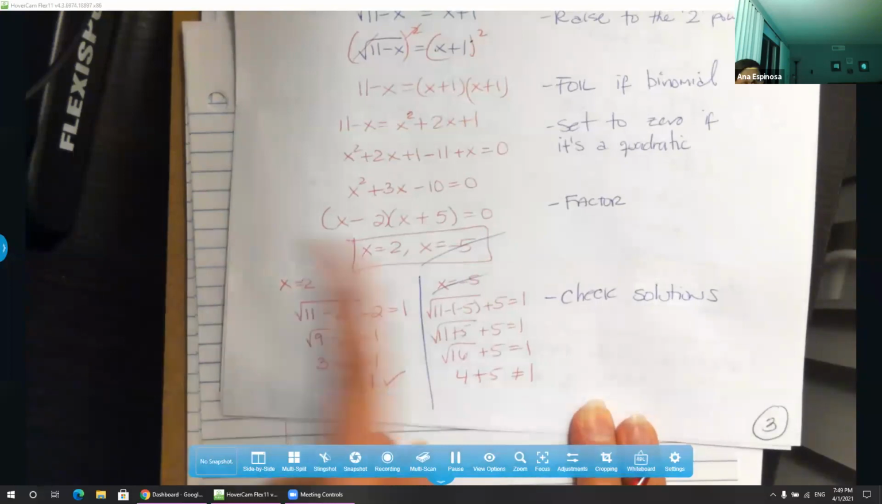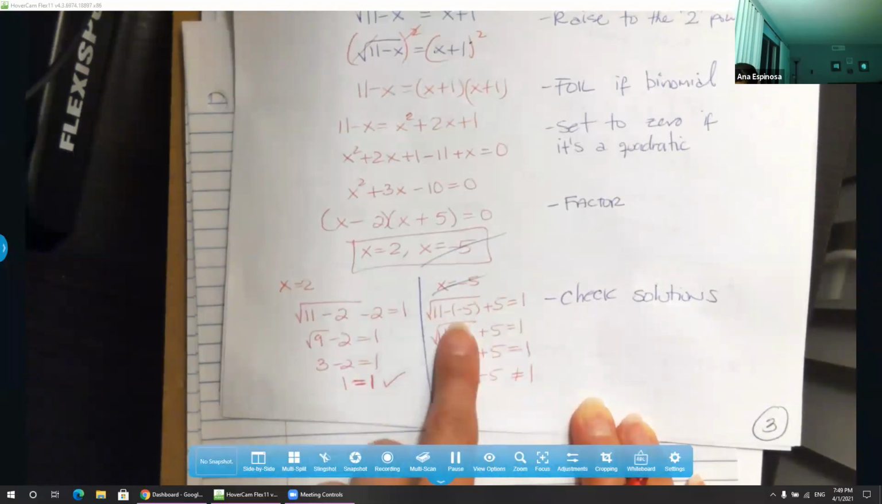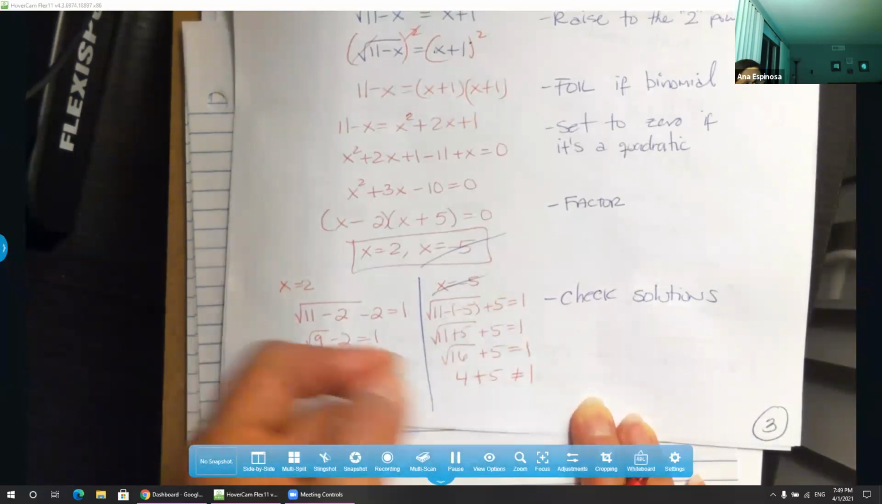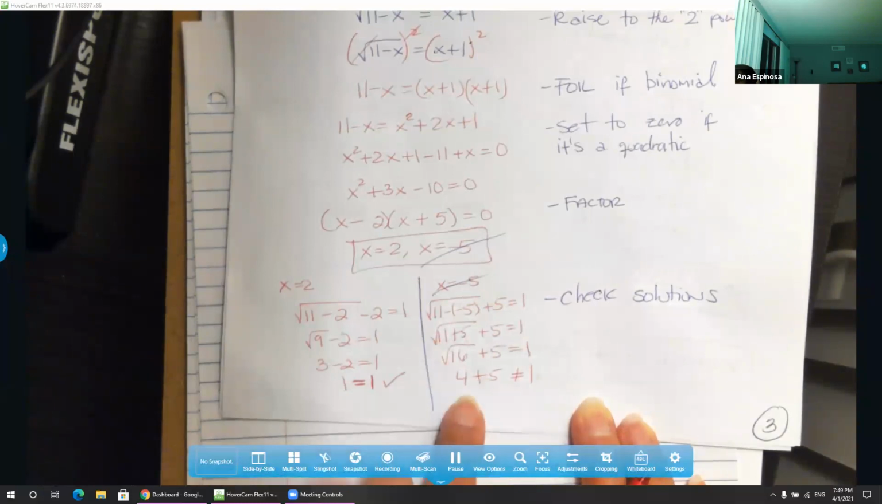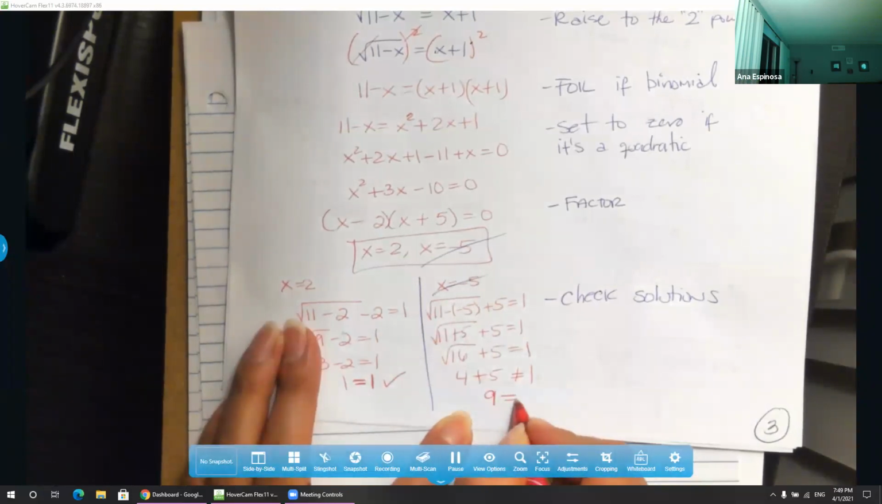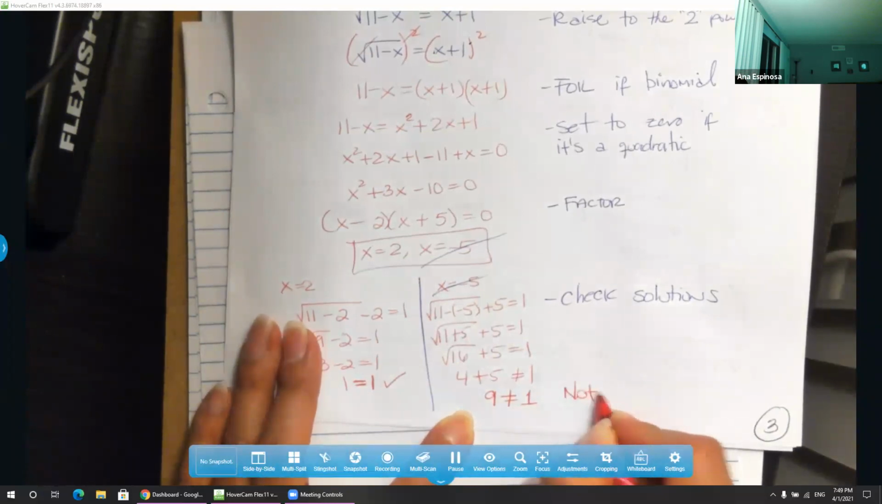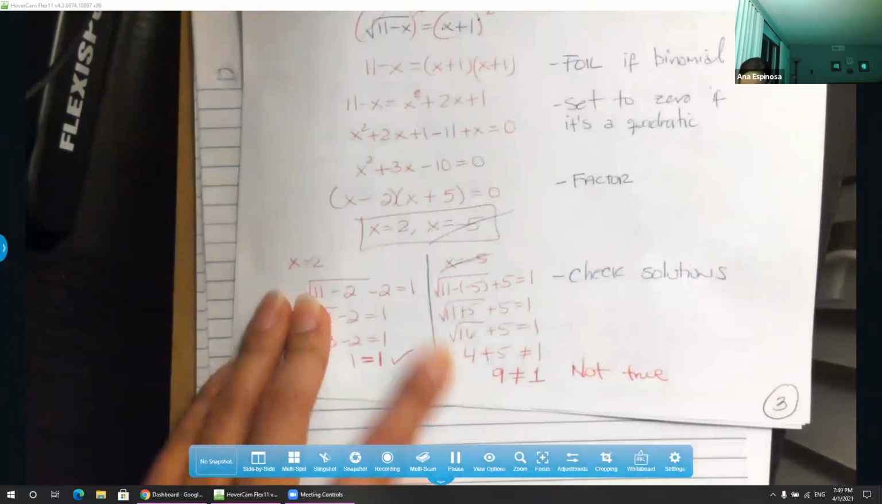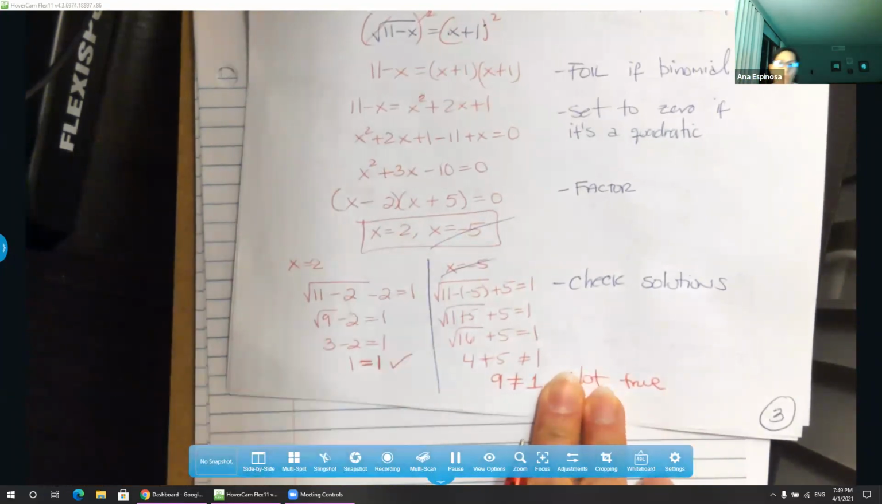Okay, the next one, I plugged in a -5. So I go ahead and I do the math. I don't move things left, right. I just keep reducing. And I ended up with 9 on one side and 1 on the other. That is not true. So that's why we cross this off. Therefore, the only solution is x equals 2.